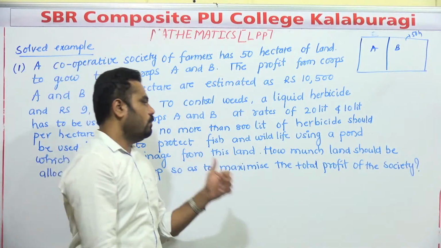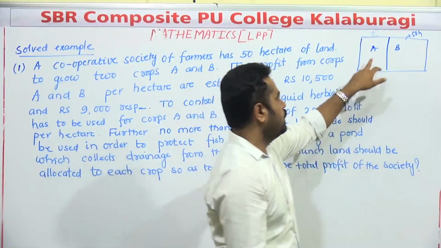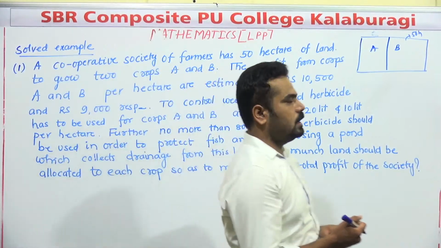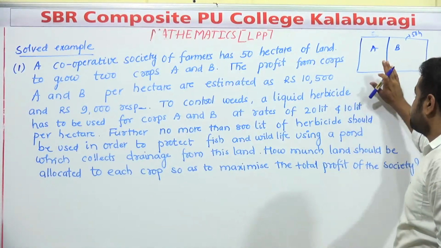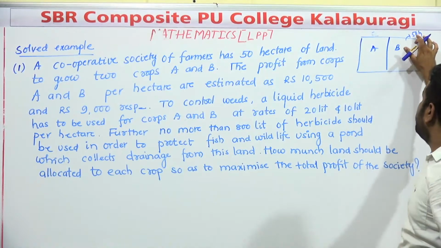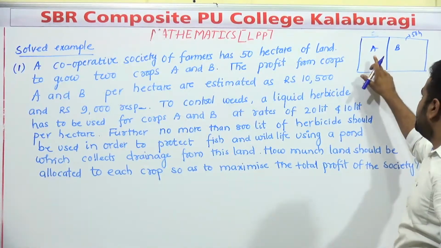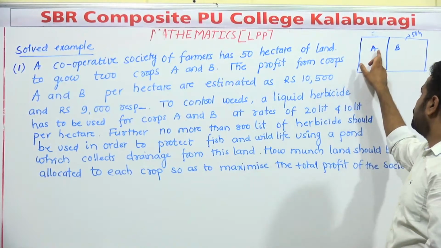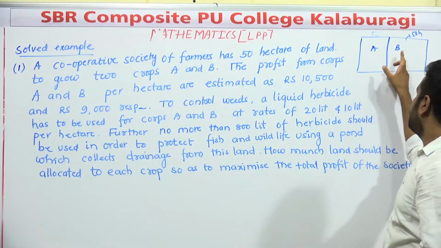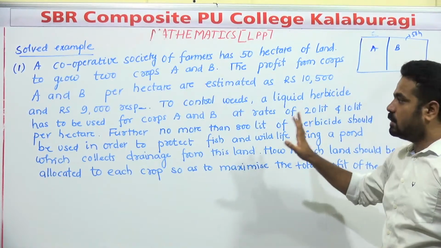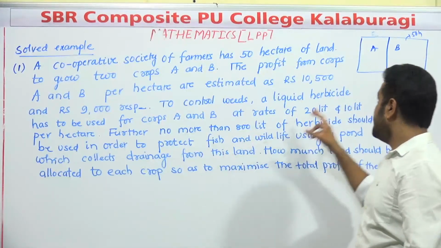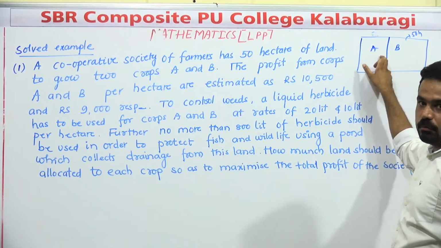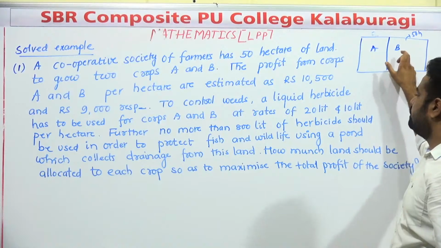from drainage from this land. Now, what we want is: how much land should be allocated to each crop so as to maximize the total profit of the society. The society has 50 hectares of land. In that land, they will grow two crops, A and B. The profit of crop A is 10,500 rupees and of crop B is 9,000 per hectare. Again they use herbicides for both, 20 liters per hectare for crop A and 10 liters per hectare for crop B.